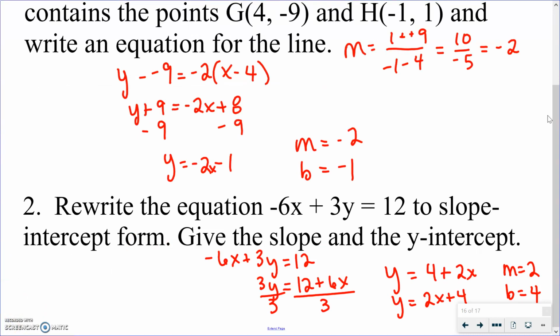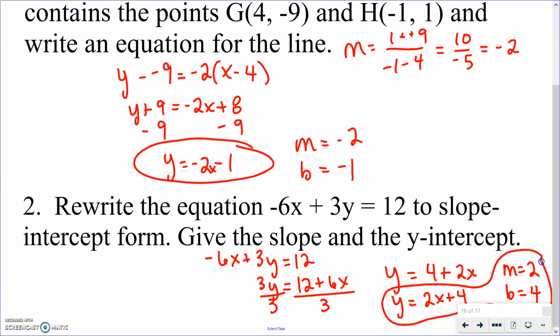Okay, so here's the work for number 1 and number 2. So here's our equation for the first one. And then here's the equation and the slope and y-intercept for the second one.